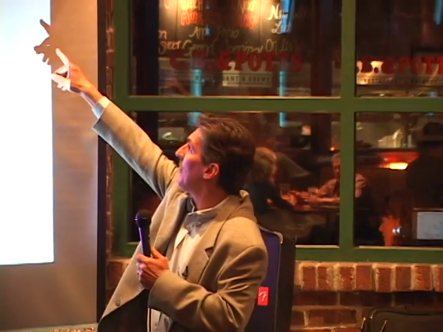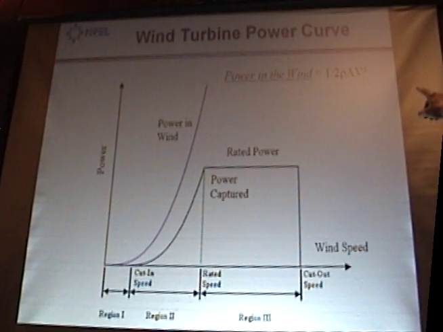And there's the relationship of the power and the wind. It's 1/2 times the air density, for those of you who are scientists and engineers, times the swept area, times the cube of the velocity. We can get 59% of that.